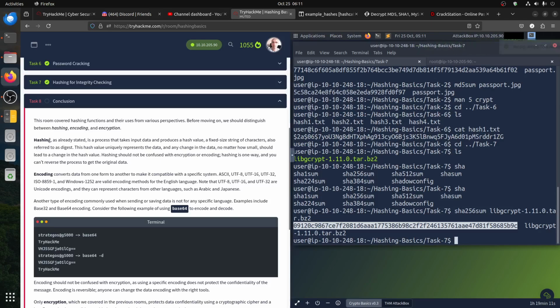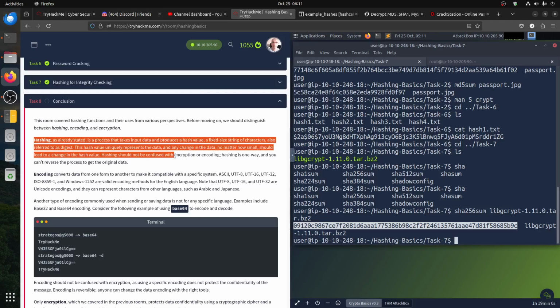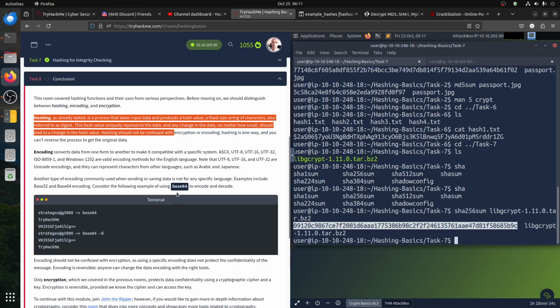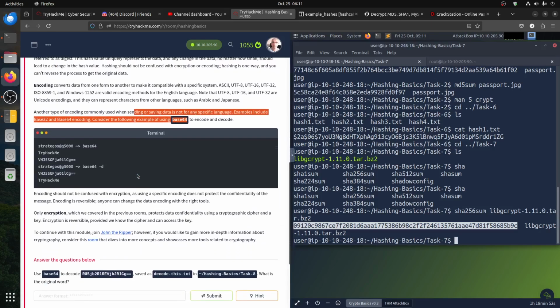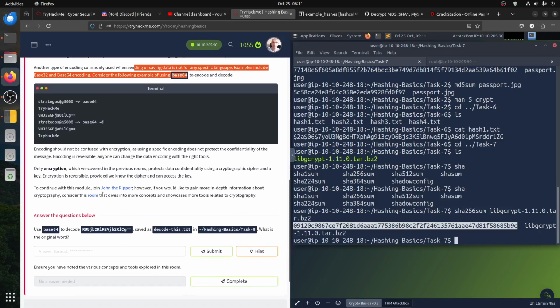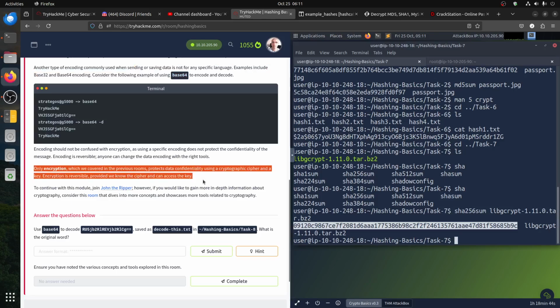Conclusion. So we got hashing, and then you convert data from one form to another, making it impossible with a specific system. So this is encoding. We did hashing and encryption, and then we have another type of encoding commonly used when sending or saving data: base 64. We always use this one. There's a question now: only encryption, which is covered in the previous room, protects data. Yes, that's true.